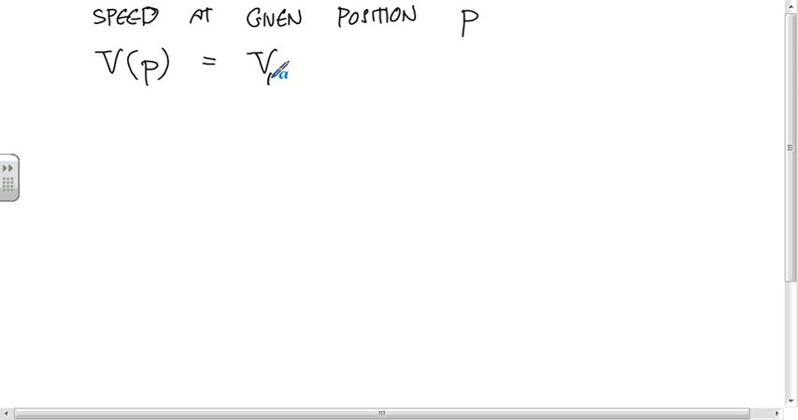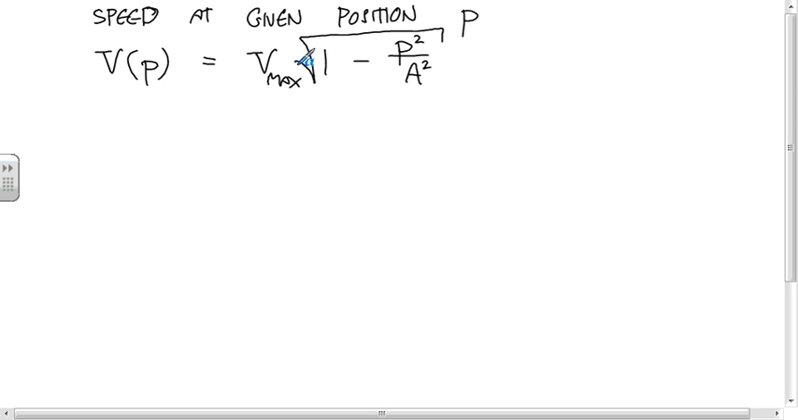So the speed at some chosen position p is given, so I'm going to write this as the speed is a function of p, so the variable is p, is equal to some fraction of Vmax. Okay, so I'm going to multiply this by something that is somewhere between 0 and 1. Okay, and it's multiplied by 1 minus p squared over a squared, and all that square root.